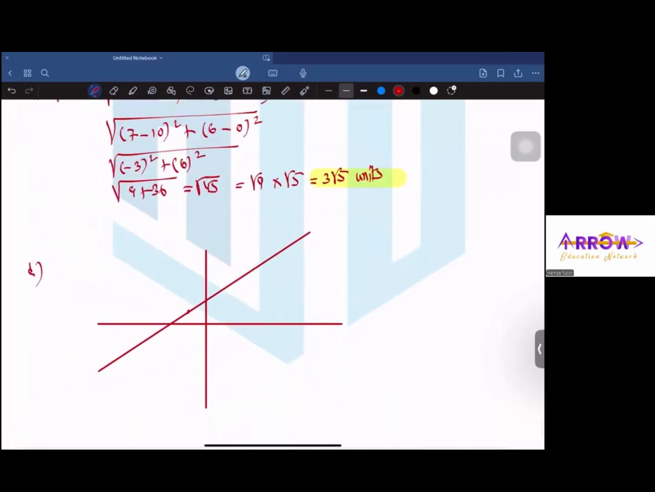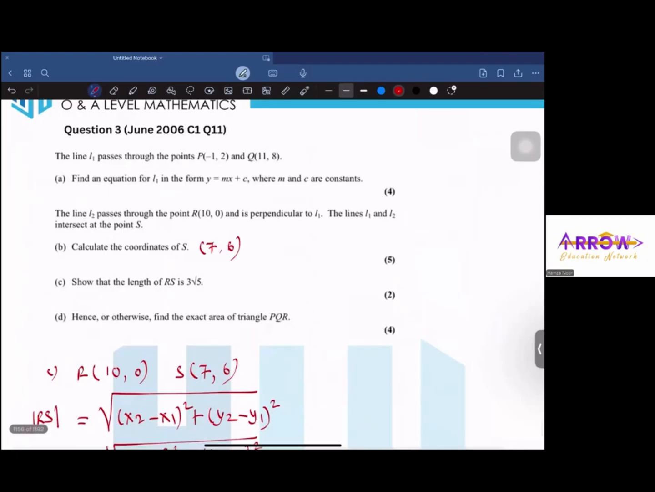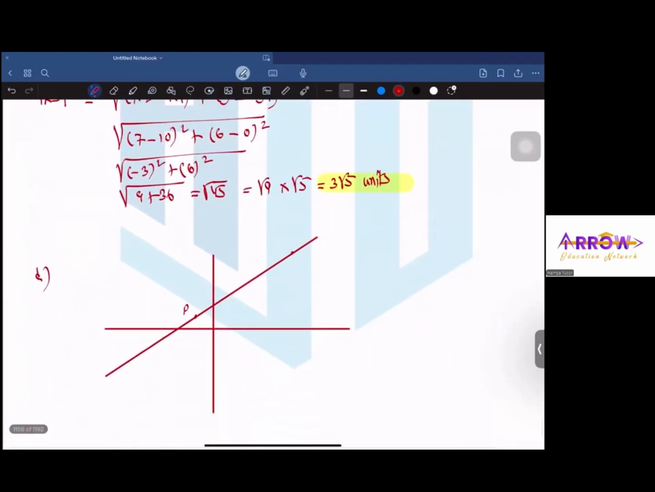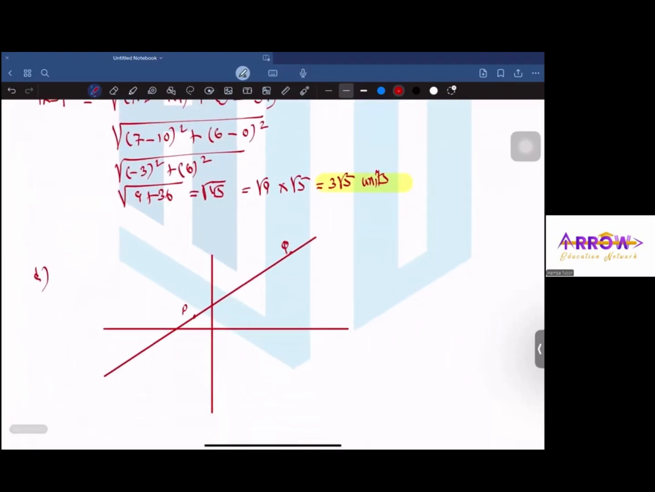Let's say Q is somewhere over here, and Q is 11, 8. So let's say somewhere over here. All right, and L2 is basically perpendicular to L1. This line is L1, and L2 is perpendicular to L1. So I'm going to make the line like this.